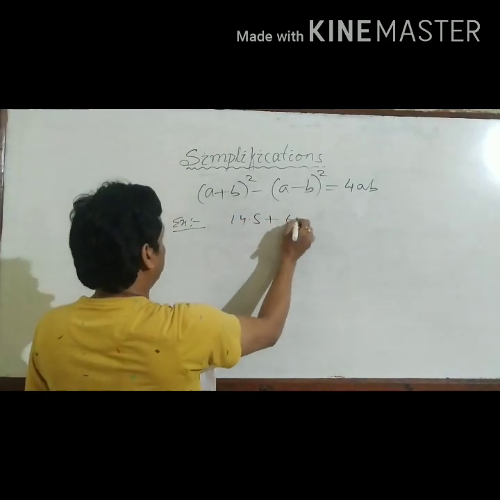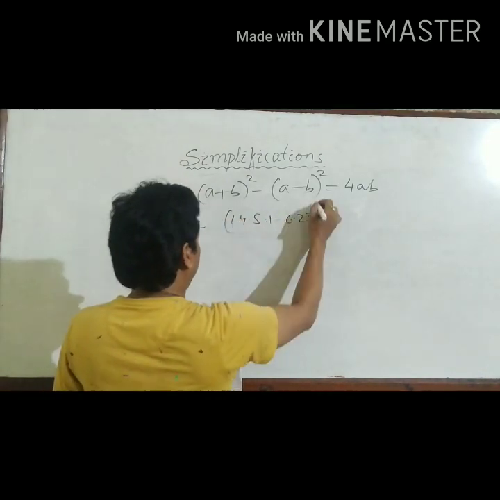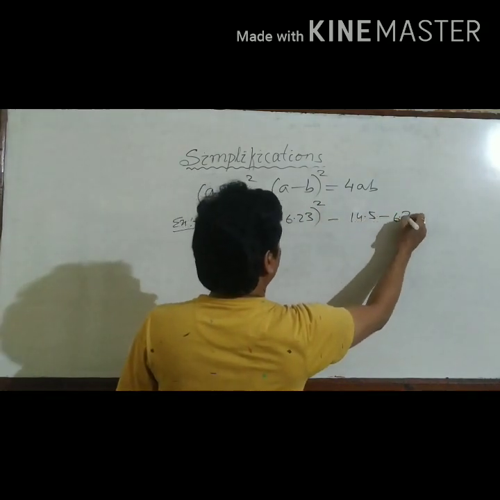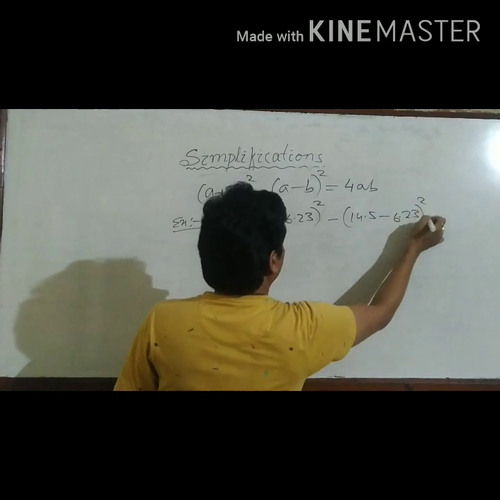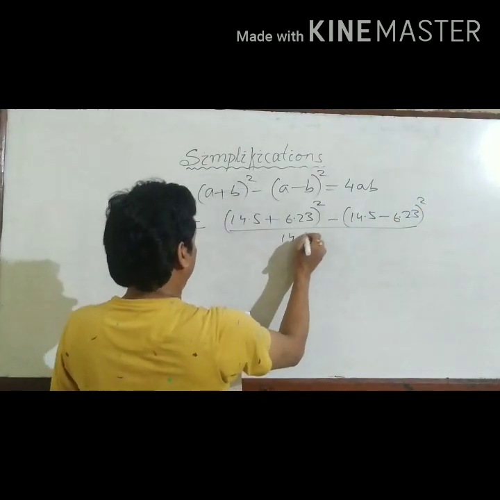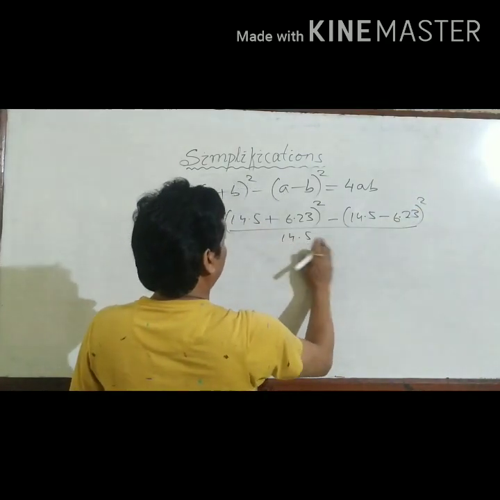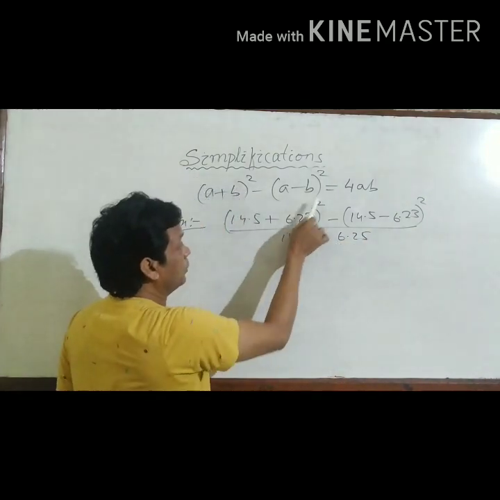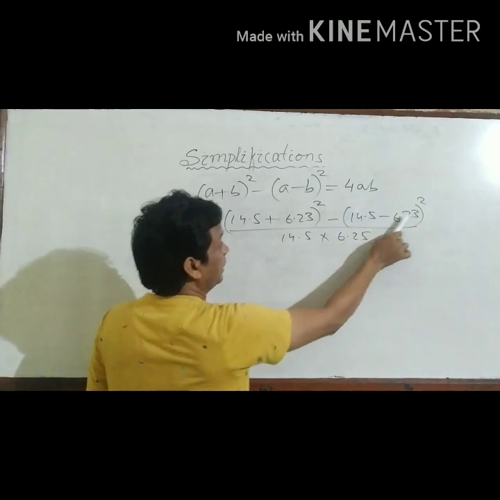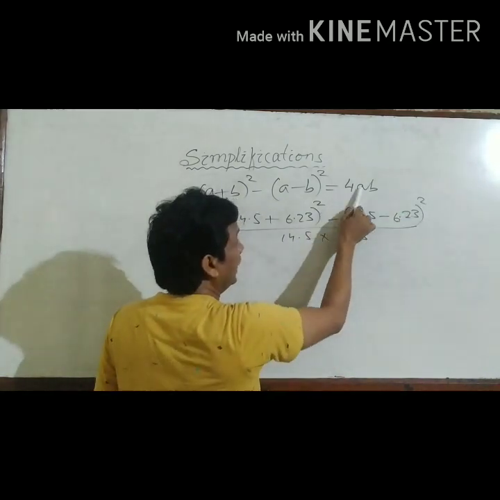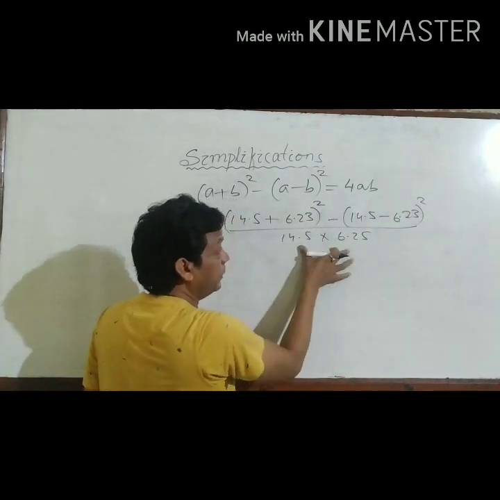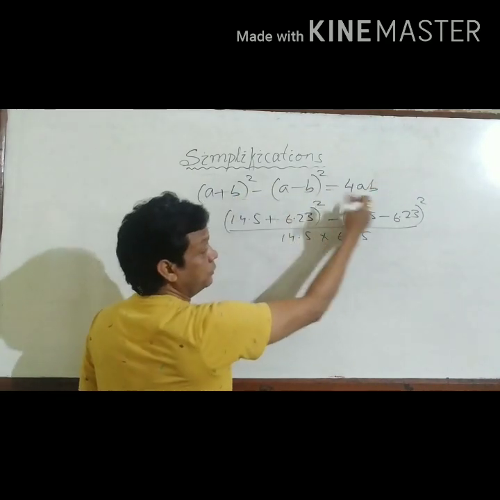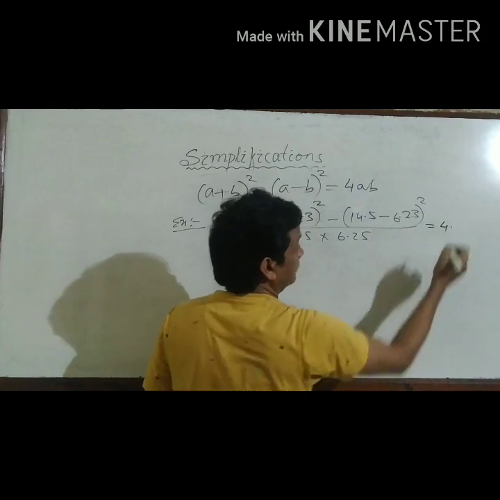(14.5 + 6.25)² - (14.5 - 6.25)² divided by (14.5 × 6.25). This is of the form (a + b)² - (a - b)² divided by ab, not 4ab, it is ab. So (a + b)² - (a - b)² divided by ab will be equal to 4. So the answer is directly 4.